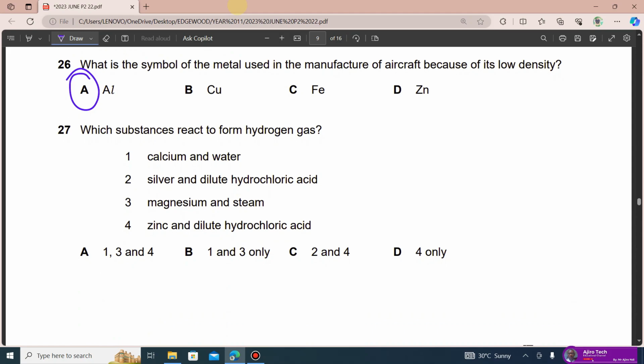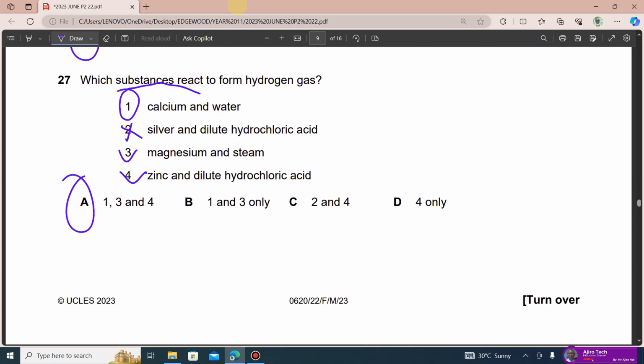Which substances react to form hydrogen gas? Of course, calcium and water will react. This is correct because calcium is way above hydrogen on the reactivity series. Silver and dilute hydrochloric acid, no, because silver is below hydrogen on the reactivity series. Magnesium and steam, yes. Zinc and dilute acid, yes. So 1, 3, 4, A. This just has to do with the reactivity series.